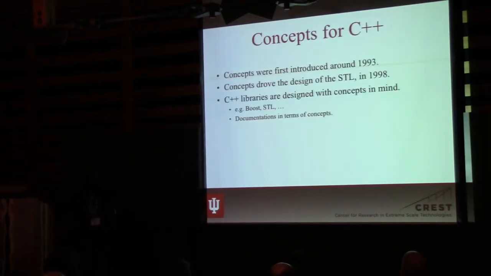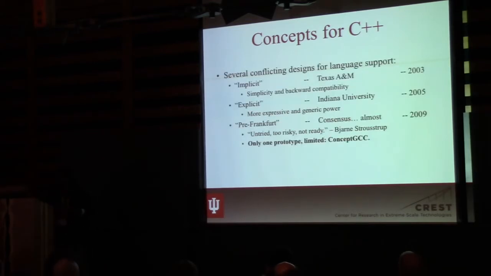So concepts are not new to C++, like I said. They were first introduced around 1993, and then they eventually drove the design of the STL around 1998. And like I said, most of the libraries today are designed with concepts in mind. When it comes to supporting concepts as a language feature, this is where we start having a little bit of trouble getting somewhere. Starting 2003, there was this notion of implicit concepts, and here the idea was that we wanted to prioritize simplicity and things like backward compatibility with unconstrained C++ programs.